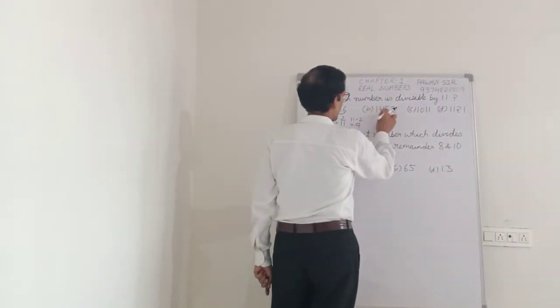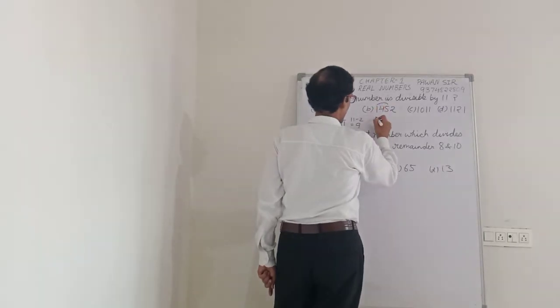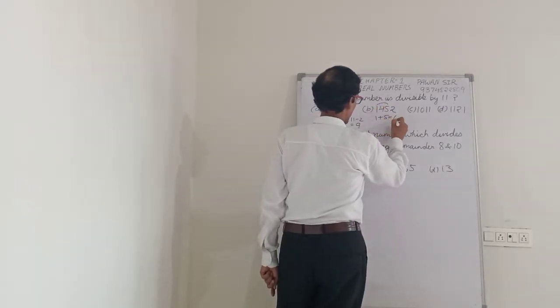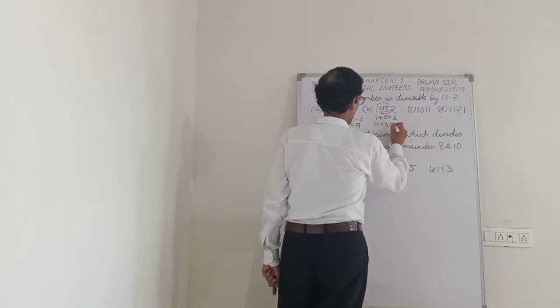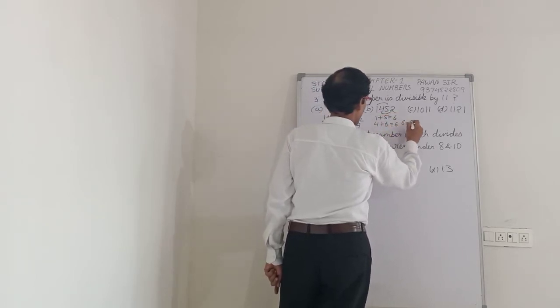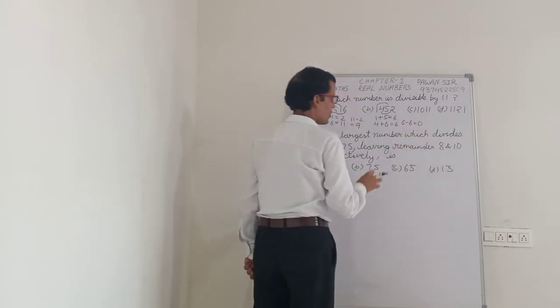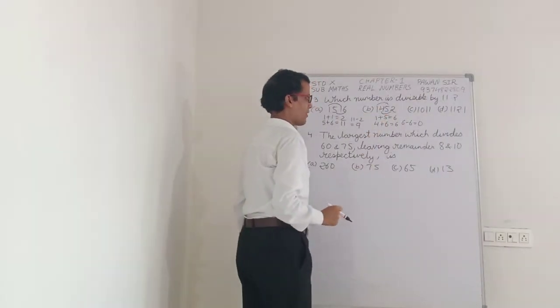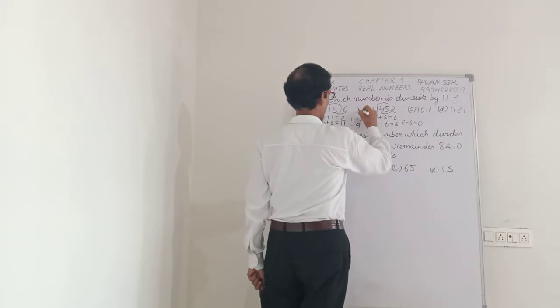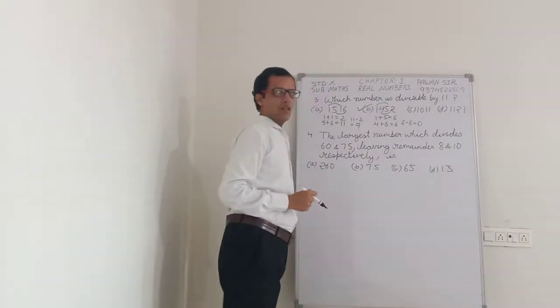Now for this one, again add: 1 plus 5, we are getting 6. 4 plus 2, it is equal to 6. 6 minus 6, 0. 0 is divisible by 11. So what is the correct option? Correct option is B. Okay.